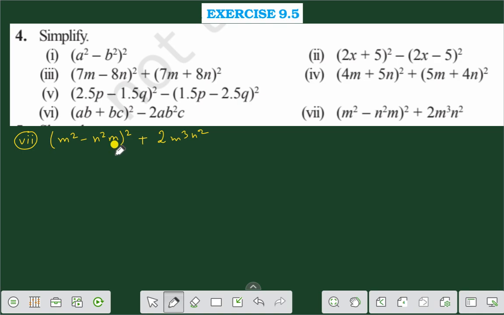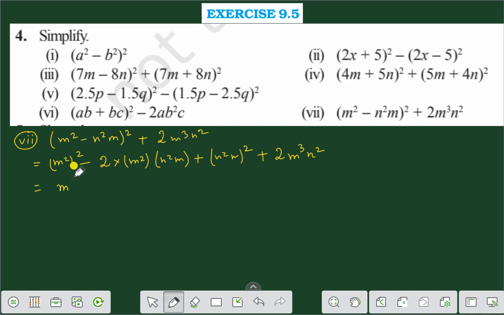We'll use the identity a minus b whole square equal a square minus 2ab plus b square. Therefore, we are using this identity, that is m square whole square minus 2 into m square into n square m plus n square m whole square plus 2 m cube n square.